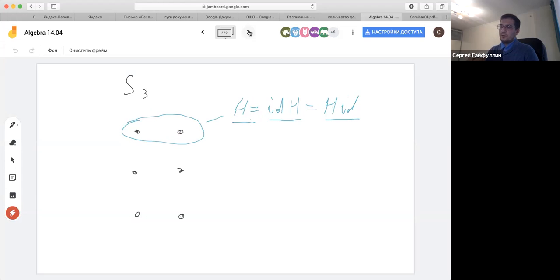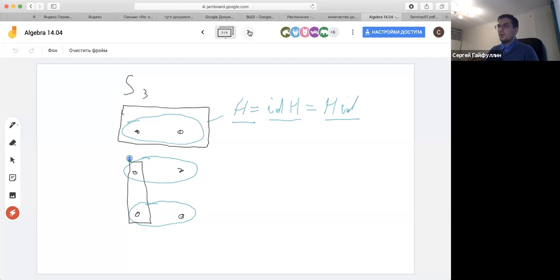And then we divide it into left cassettes. There are 3 left cassettes, each of them of 2 elements. And the other way we divide it into right cassettes. The picture is this. So one of the left cassettes coincides with a right cassette, but the other ones don't coincide. Okay?